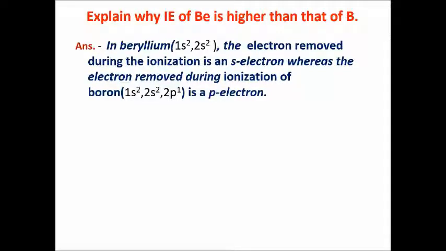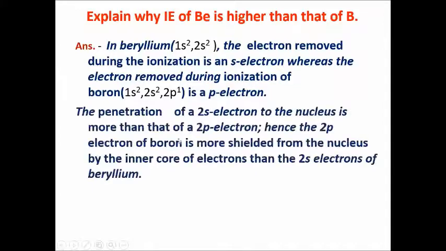But if you take boron, we know that boron has atomic number 5. So the configuration we have to write is 1s2, 2s2, 2p1. So the electron to be removed is 2p, that is, a p electron should be removed. So this one 2p1 electron should be removed from boron in case of ionization.